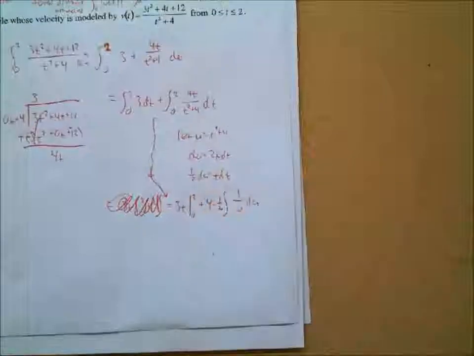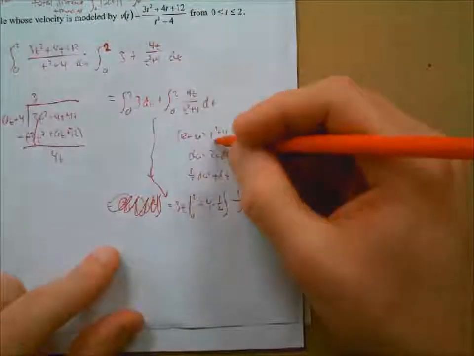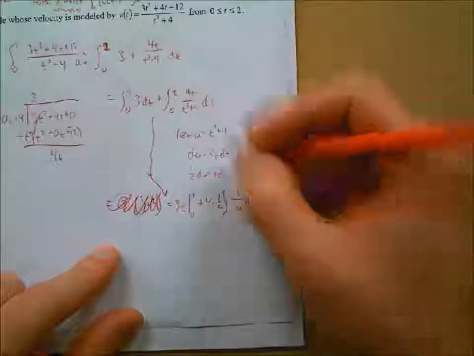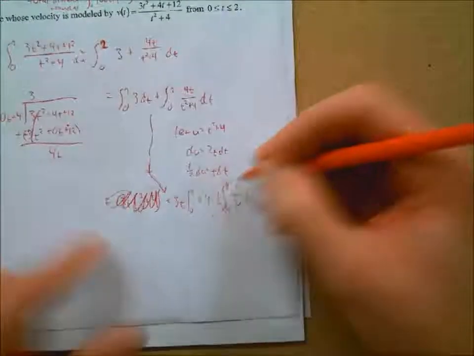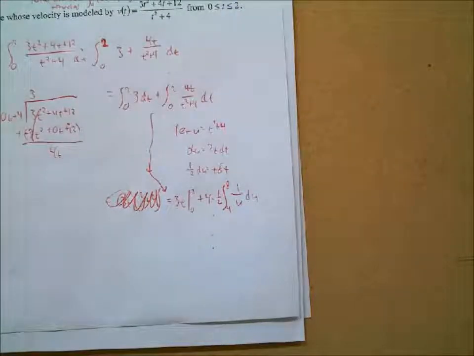Okay, and I will leave the rest for you to ponder. I'll put the new limits of integration: 0 plus 4 is 4, 2 squared plus 4 is 8. I'm going to save time by not continuing any further.